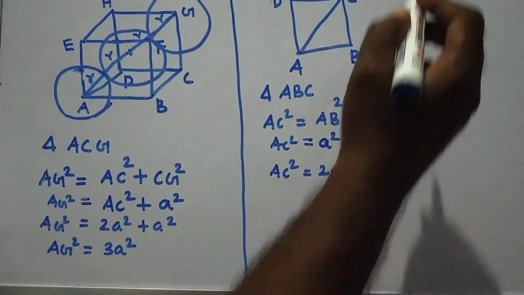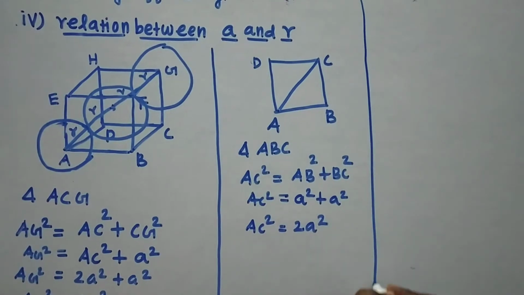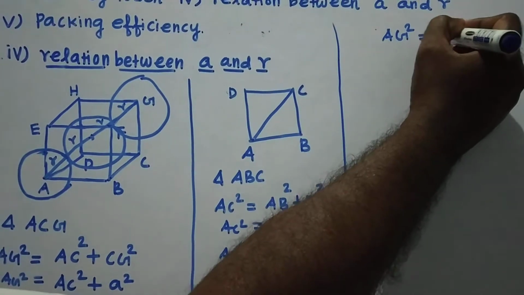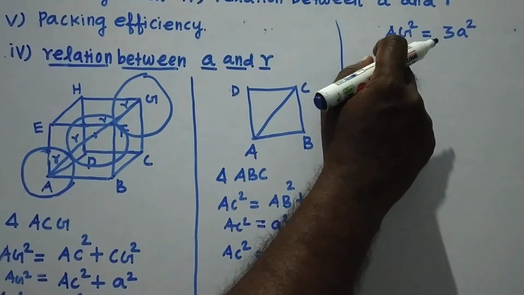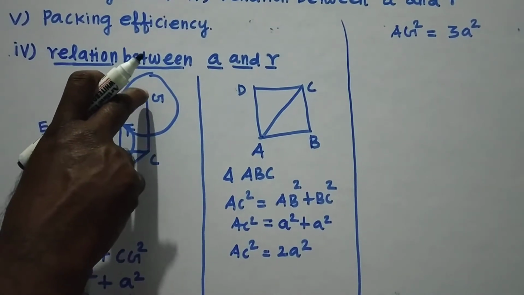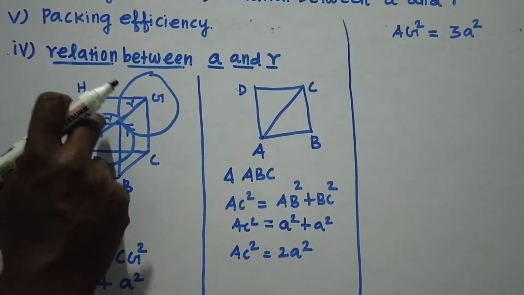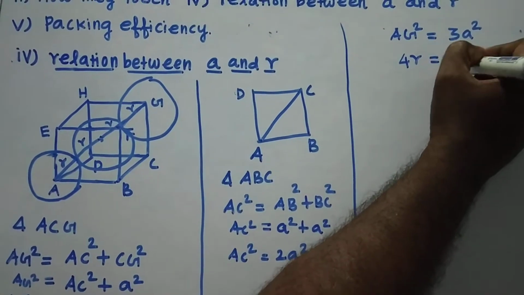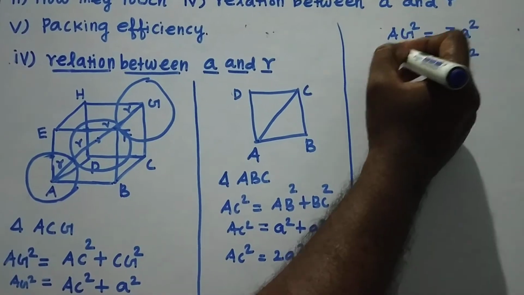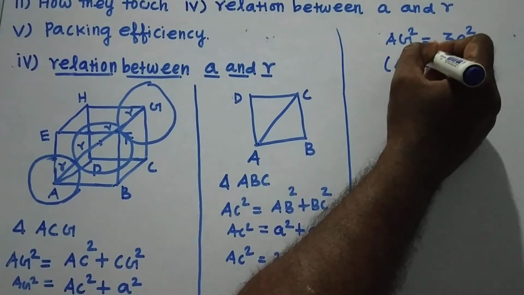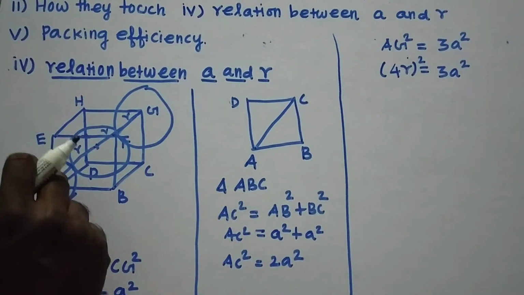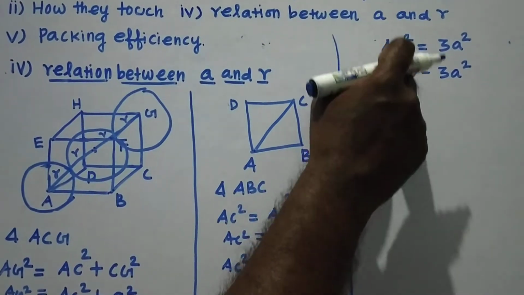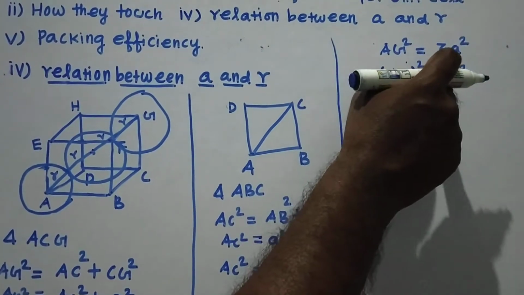It's well known that AG squared is equal to 3a squared. But AG, the distance between this and this, is equal to r plus r plus r plus r, that is equal to 4r. Therefore, AG is 4r, and 4r whole squared is equal to 3a squared.